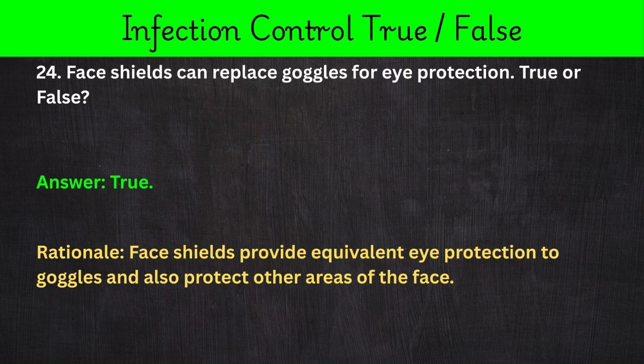24. Face shields can replace goggles for eye protection. True or false? Answer: true. Rationale: face shields provide equivalent eye protection to goggles and also protect other areas of the face.